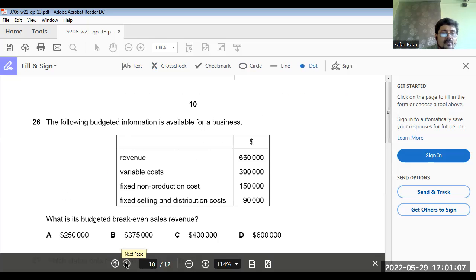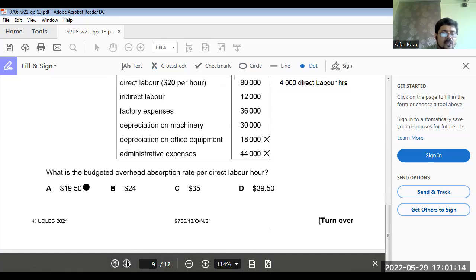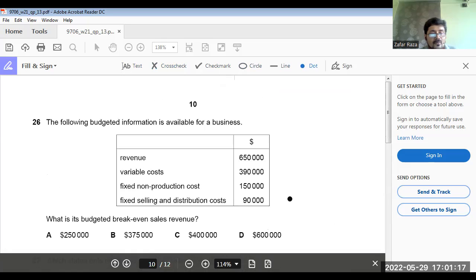Okay. There are 20 more. 23, 24, 20. Now 26. Okay. Revenue is like 650,000, variable cost is like 390,000, fixed production cost, fixed non-production cost and fixed selling and distribution cost. We have to calculate the budgeted break-even revenue. So first we have to take out the contribution. 650 minus 390, the contribution is 260,000 divided by 650,000, it's 40%.